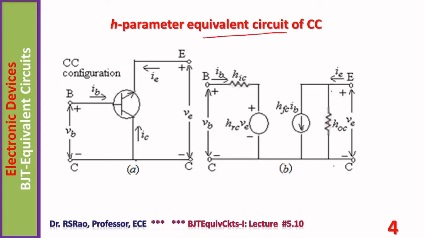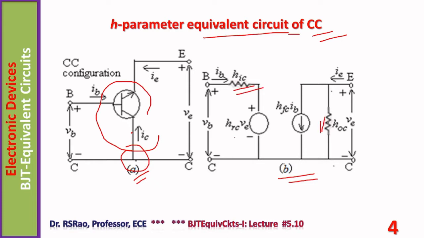Here is shown H parameter equivalent circuit of common collector configuration. In A is shown the actual circuit, common collector circuit. Collector is common for input and output, common collector configuration. Now its equivalent circuit is shown here. It consists of one resistance, one conductance, one voltage source, one current source. Voltage source and current source both are dependent sources.